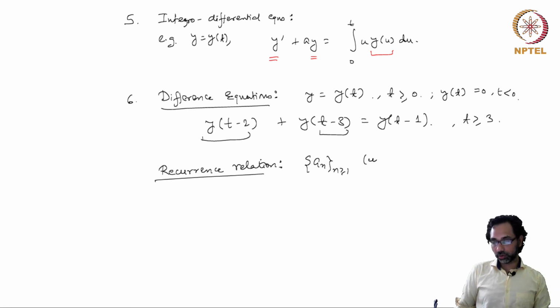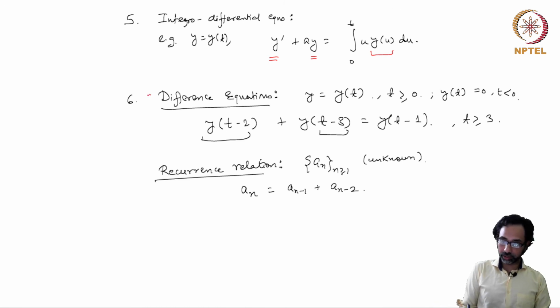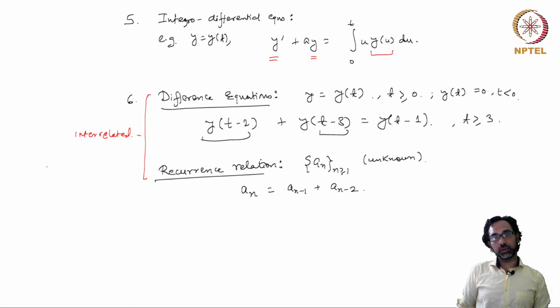These are all unknown, but they follow a known pattern of equations such as a_n equals a_(n-1) plus a_(n-2). So one can solve such equations. These two are interrelated. Difference equations and recurrence relations are interrelated, and they can be solved using basically the same method. And so we will look at these two types of equations, solving them by the use of Laplace transforms.